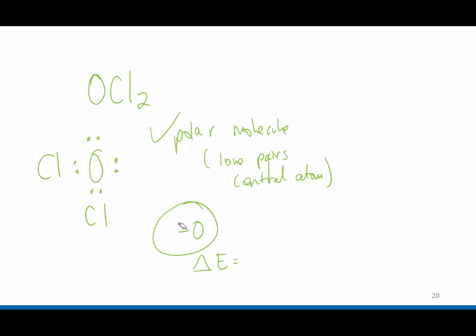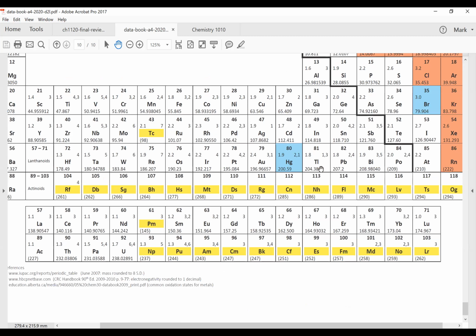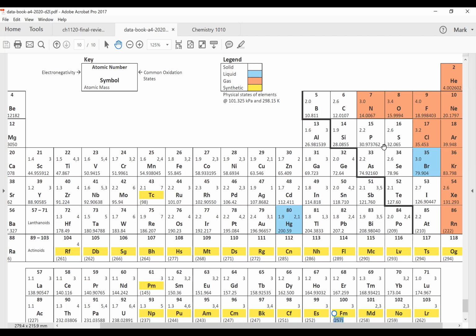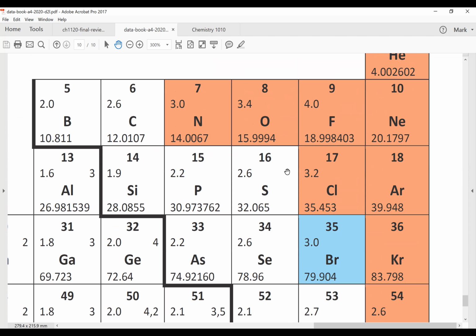Now, I don't have these numbers memorized. I used to many years ago. So what I would do is go to my lovely friend, the data booklet, and scroll all the way down, and look at O and Cl. I went a little too deep in my zoom in there. Okay, so O has an electronegativity of 3.4. Cl has an electronegativity of 3.2. That's what these numbers in the corners mean. That's electronegativity. So O is 3.4, Cl is 3.2.